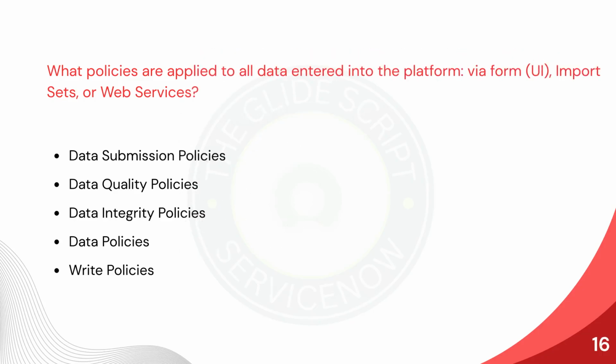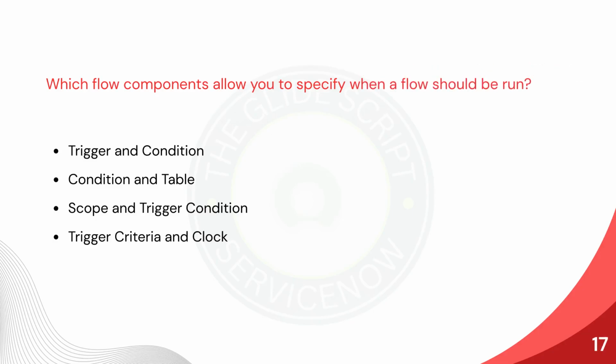Next one, what policies are applied to all data entered into the platform via form UI, import set, or web services? And the correct option is data policies. Which flow components allow you to specify when a flow should be run? And the answer is trigger and condition.